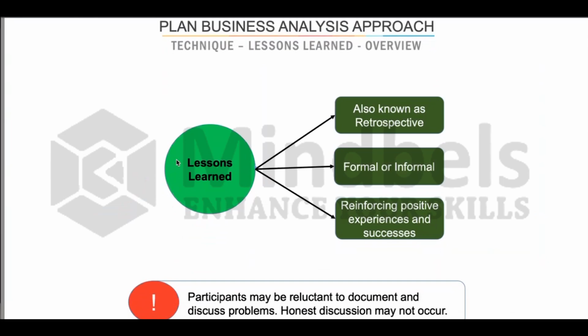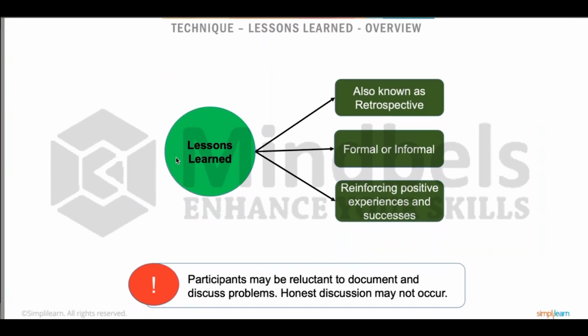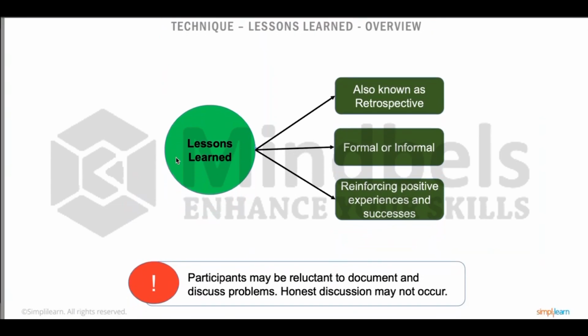So you can see a little more information of lessons learned. So if you take a look quickly, it is retrospective, formal or informal, reinforcing positive experiences. Okay.